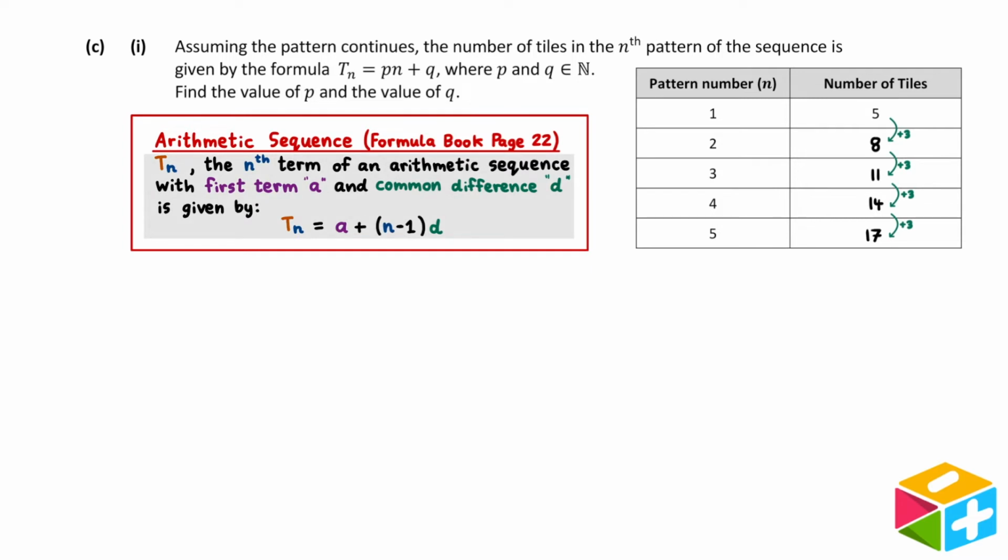Tn, the nth term of an arithmetic sequence with first term a and common difference d, is given by Tn is equal to a plus n minus 1 times d. To apply this result, we'll need to identify the first term a and the common difference d. In our sequence, the first term is 5.